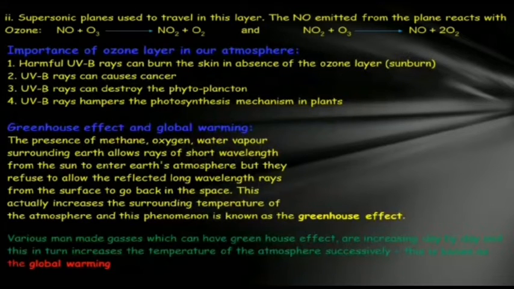Now, the greenhouse effect and global warming. The presence of methane, carbon dioxide, water vapor surrounding the earth allows the rays of short wavelength from the sun to enter the earth's atmosphere, but they refuse to allow the reflected long wavelength rays from the surface to go back into space. This increases the temperature of the atmosphere, and this phenomenon is known as the greenhouse effect. The various man-made gases which cause the greenhouse effect are increasing day by day, and this in turn increases the temperature of the atmosphere successively. This is known as global warming.